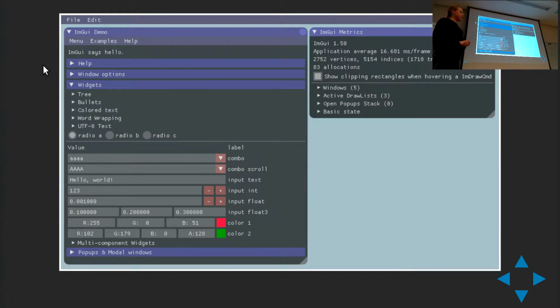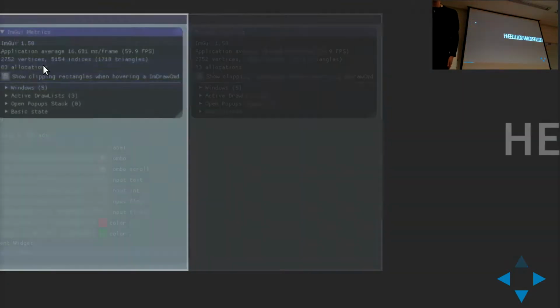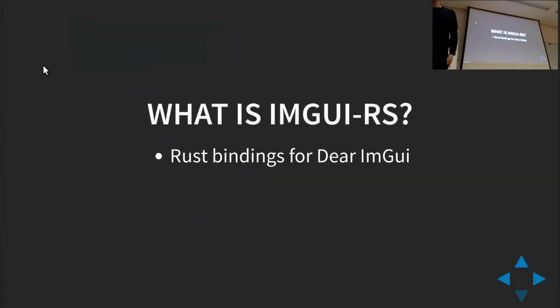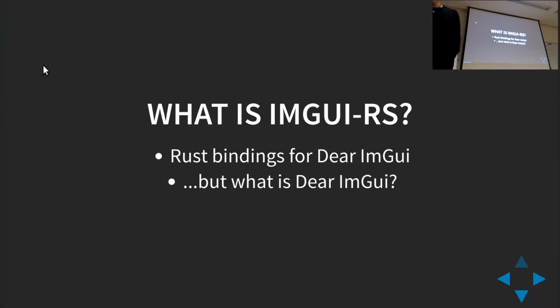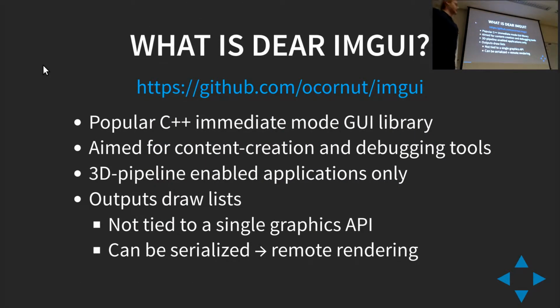IMGUI-RS is actually a binding library, so my code doesn't do that much. The heavy lifting is done by a different library. There's a library called Dear IMGUI that is actually the library behind the scenes. So what is Dear IMGUI then? That library is a quite popular immediate mode graphical user interface library, used in some commercial games as well, made in C++. It's mainly intended for content creation, debugging tools, user interfaces that are very tightly integrated into the game, or could be an application as well.